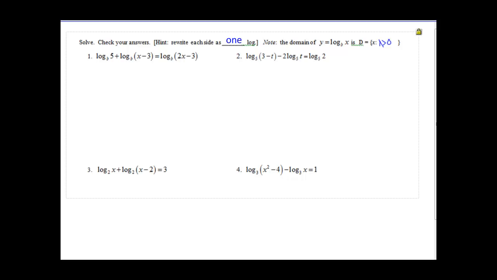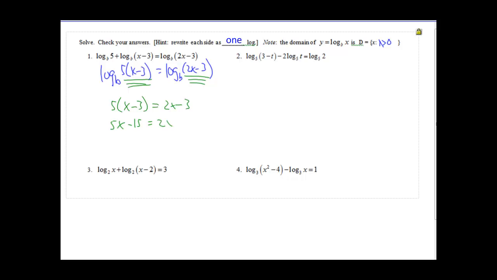For instance, on the left-hand side, the plus signifies multiplication. So I know that this is log base b of 5 times x minus 3 equals log base b of 2x minus 3. If these are supposed to be equivalent and the base b is there, then those two arguments underlined in green need to be equal. So if I set 5 times x minus 3 equal to 2x minus 3, now we can solve. We get 5x minus 15 equals 2x minus 3. Subtract 2x, add 15, and we end up getting 3x equals 12.